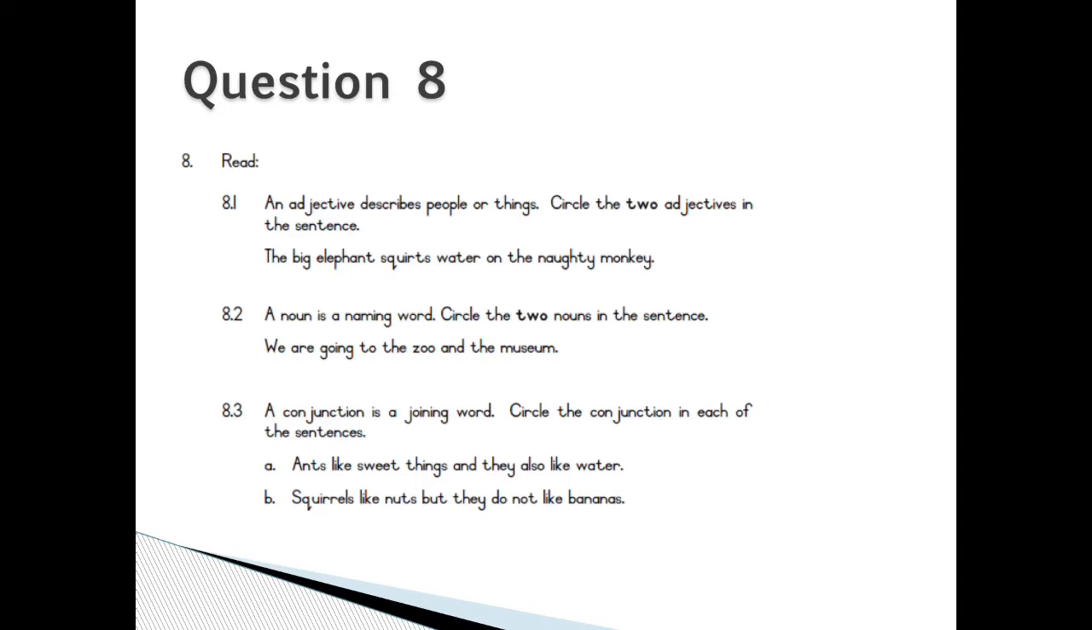8.2. A noun is a naming word. Circle the two nouns in the sentence. We are going to the zoo and the museum.